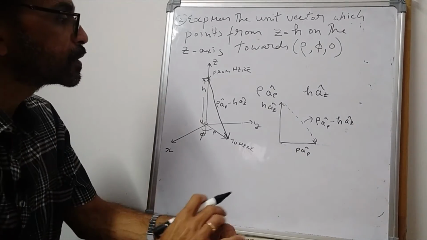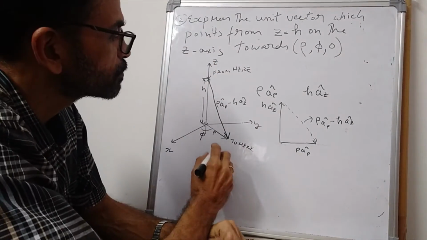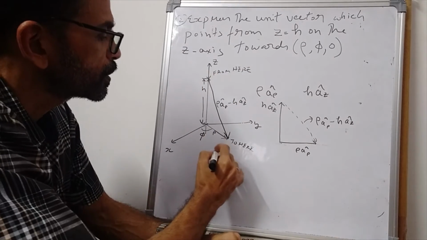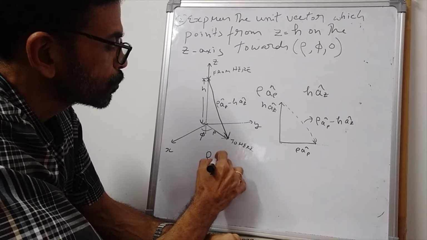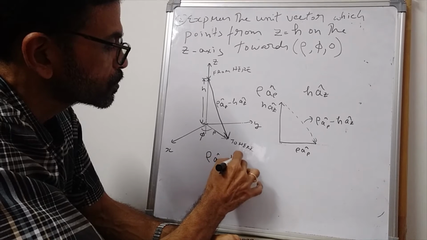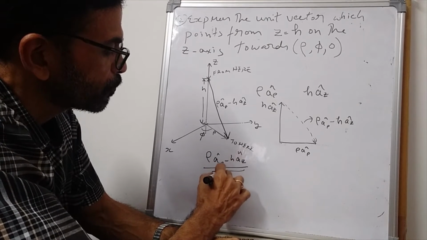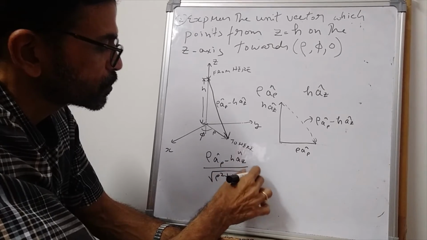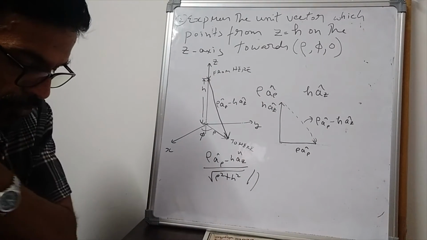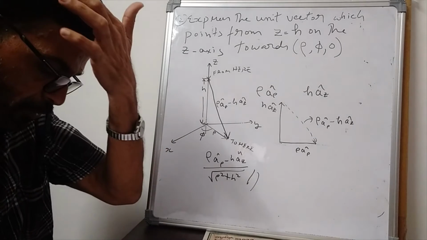and we now have to normalize it, because we have to find the unit vector from here to here. So all that we have to do is rho arrow cap minus h az cap by square root of rho square plus h square. This is the vector we are looking for. This is the unit vector that we are looking for.